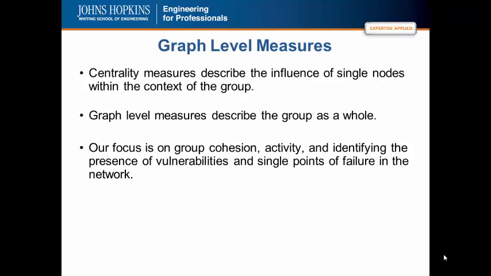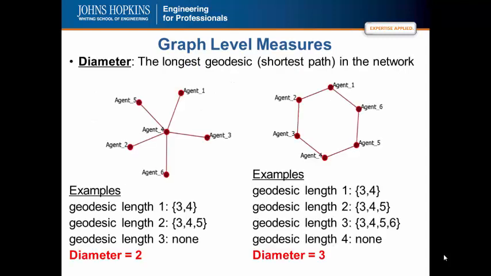We are going to focus on graph level measures that describe group cohesion, activity, and identifying single points of failure in a network. The first measure we are going to discuss is diameter. Diameter is defined as the longest geodesic in the network. A geodesic is a shortest path.